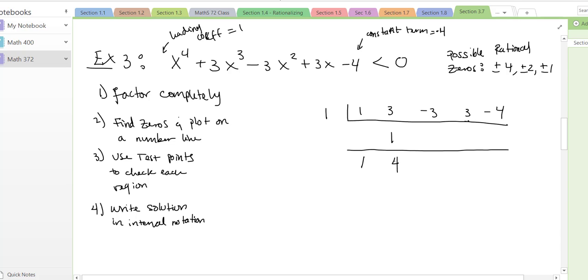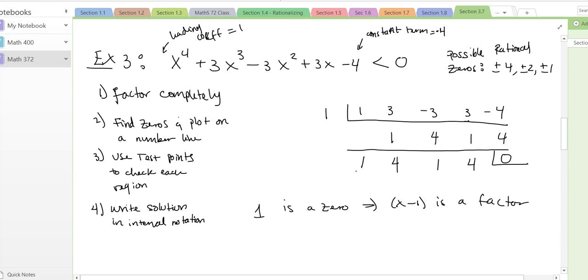4 times 1, now multiply the second one. So 4 times 1 is 4, and again we add. -3 plus 4 is 1. 1 times 1 is 1, and then we add again. So 3 plus 1 is 4, and then 4 times 1 is 4. So when I add -4 and 4, I get 0, which is what we want. That lets me know that it is a 0 because the remainder is 0. So therefore, since 1 is a 0, that means that x minus 1 is a factor.